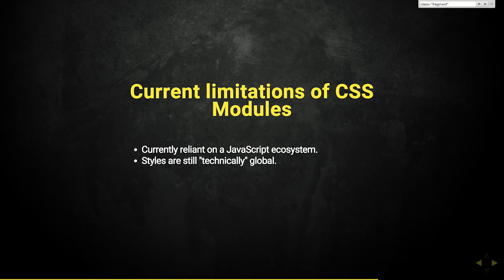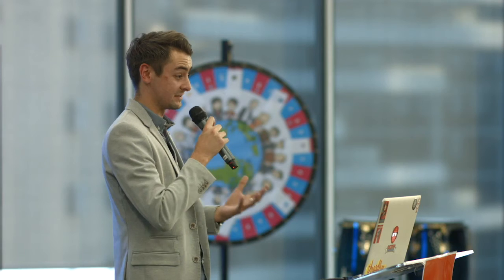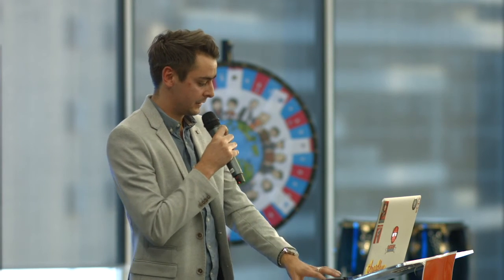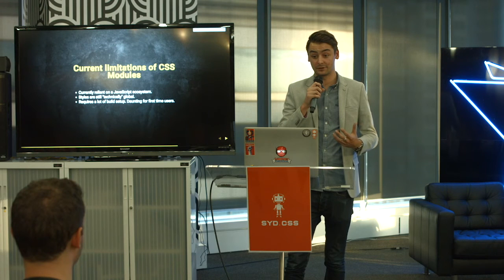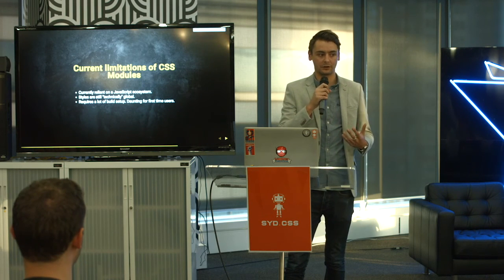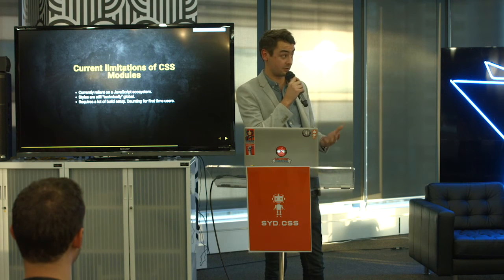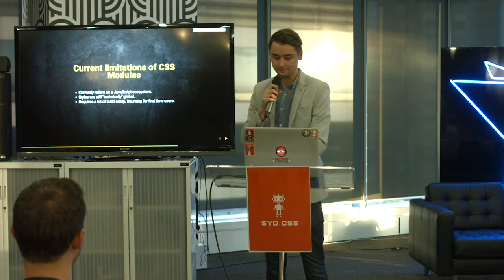The styles are still technically global. It's being kind of obfuscated away from you. So namespace collisions, although extremely rare, can still happen technically. And it does require a lot of build setup as well, which is a really daunting task for first-time users. The Webpack config, while the docs are good, is super confusing at first. So there is a big learning curve. But I think it's a good start and a good step in the right direction.